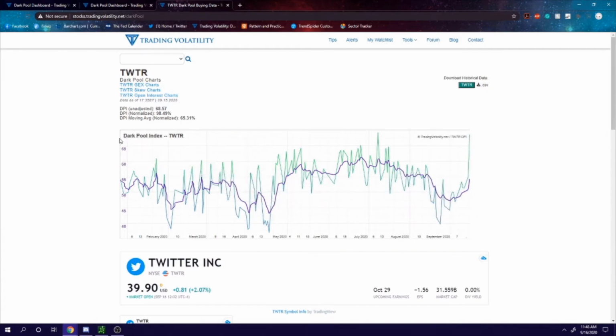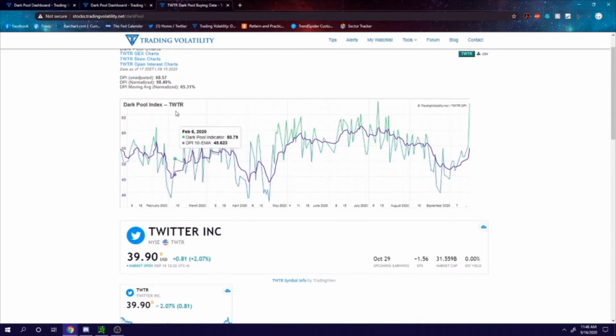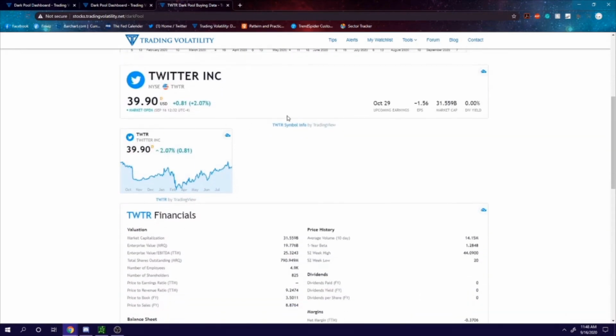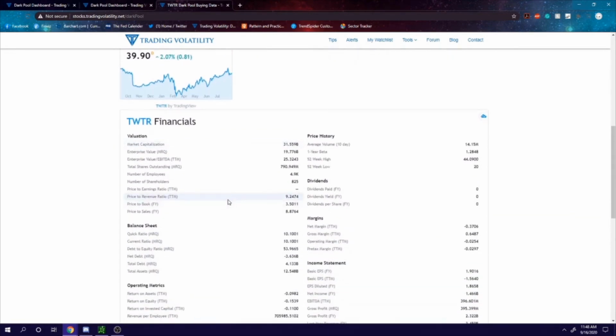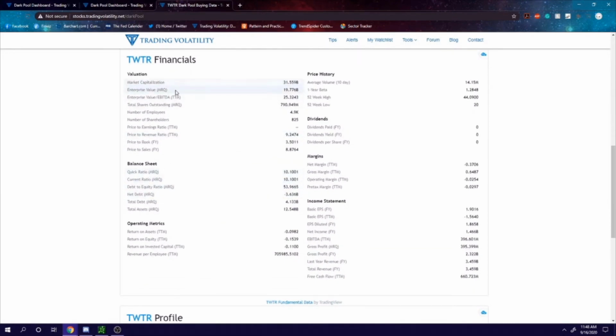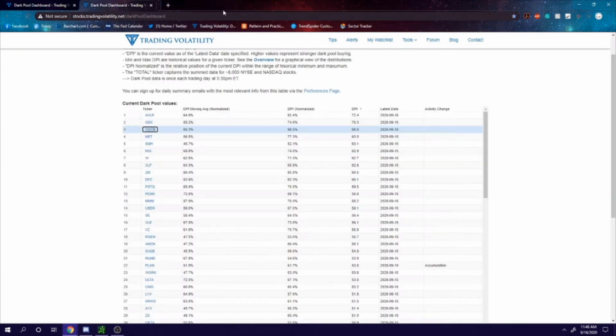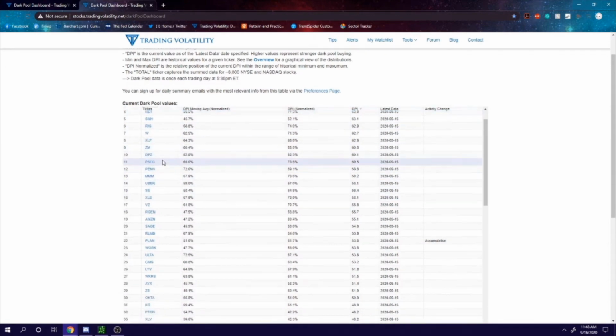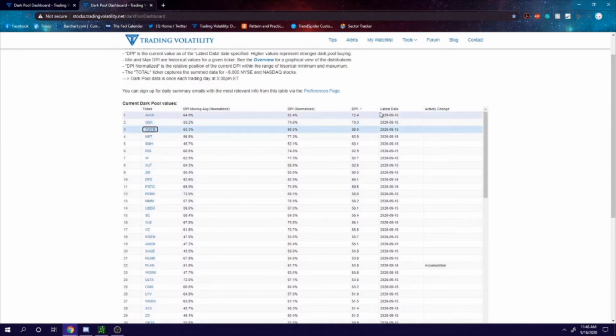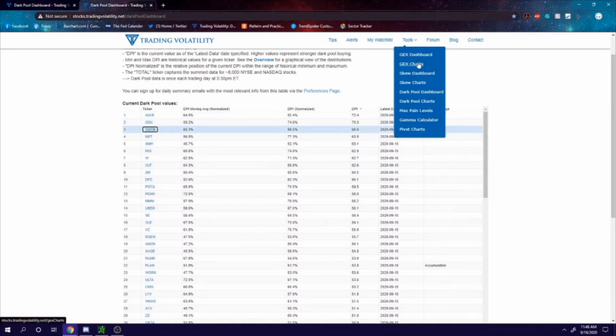So you get a visualization of the dark pool activity, and if you scroll down, they have it linked with TradingView, so you get upcoming earnings, EPS, market cap, and an entire financials balance sheet. So the dark pool index is a really insane way to get a watch list together and to see what kind of stocks might be being accumulated by institutions.